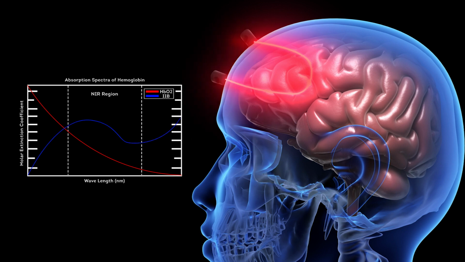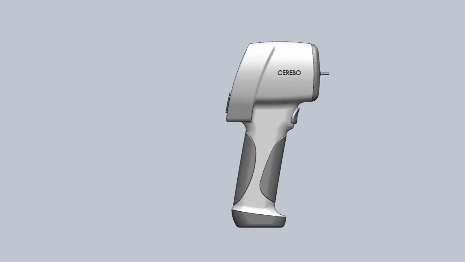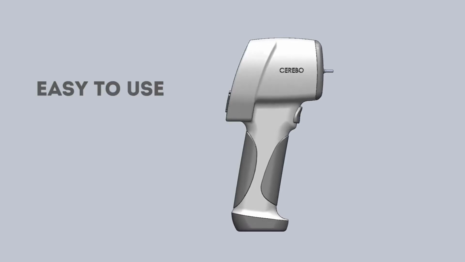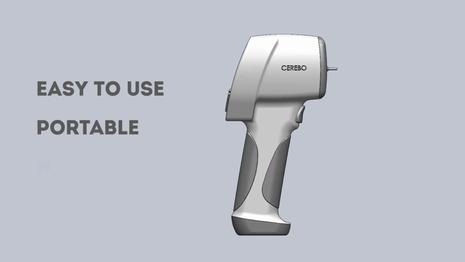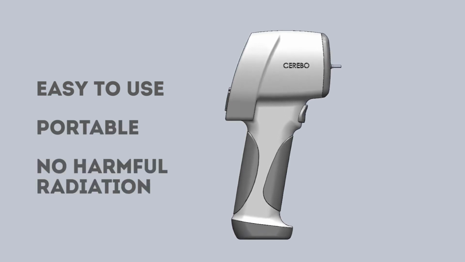A transmitter probe shines light on the head, which travels through the brain, and the backscattered light is captured at the receiver. The backscattered light is analyzed by the computing unit for hemorrhage detection, and the result is displayed in real time. With 8 patent cases, Cerebo is very easy to use, highly portable, and free from any harmful radiations.